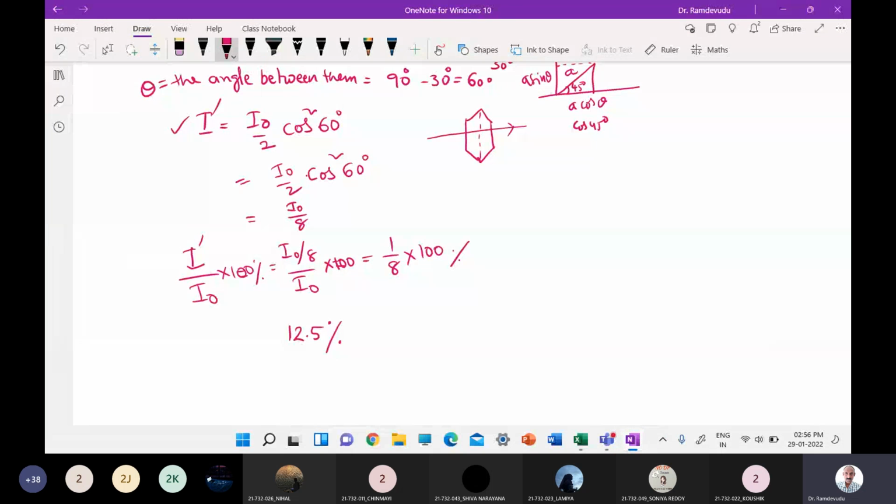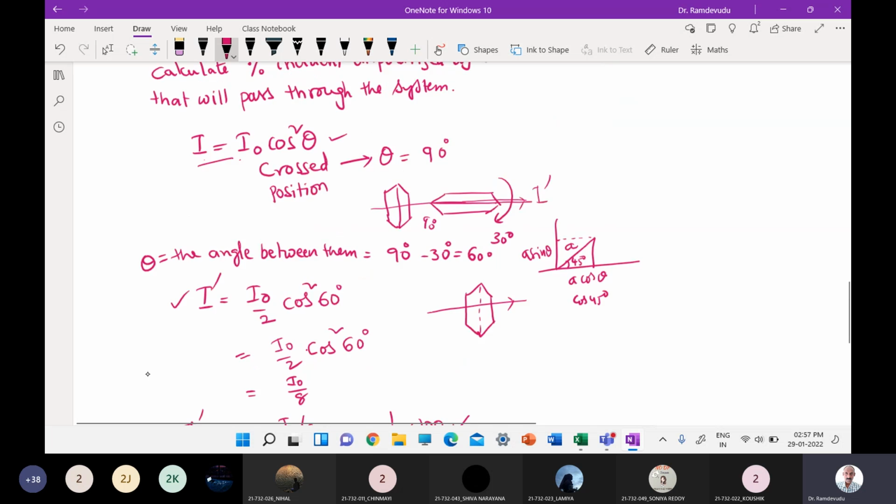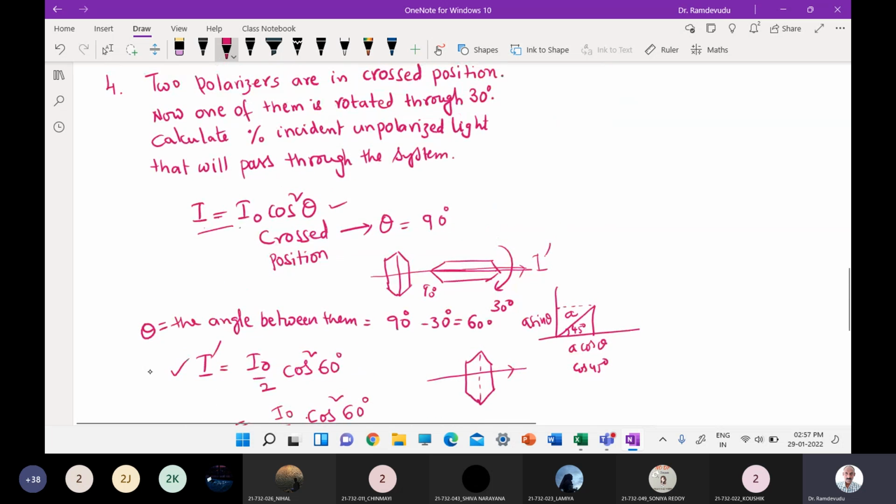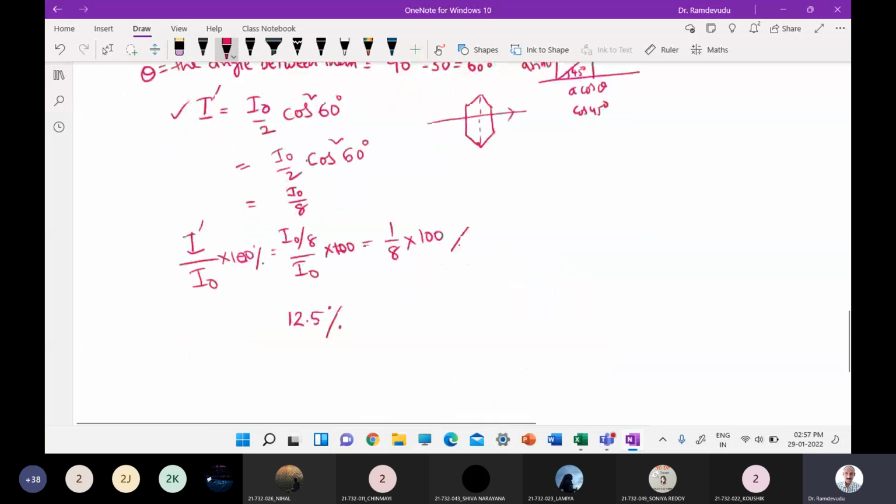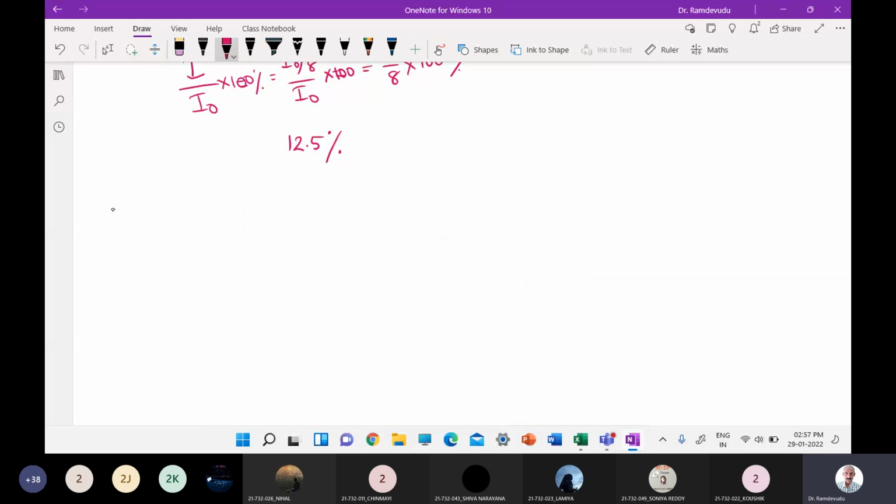And I'm giving you the last problem. I'm stopping the class here, but you do the problem and tell me the answer later in the next class. I'm giving it as homework. Next problem I'm writing. So the next problem is you have to calculate this as homework.